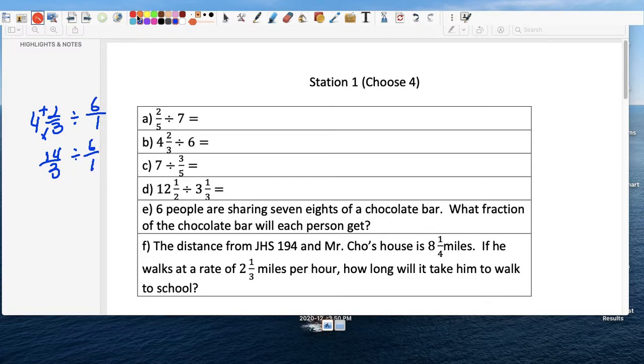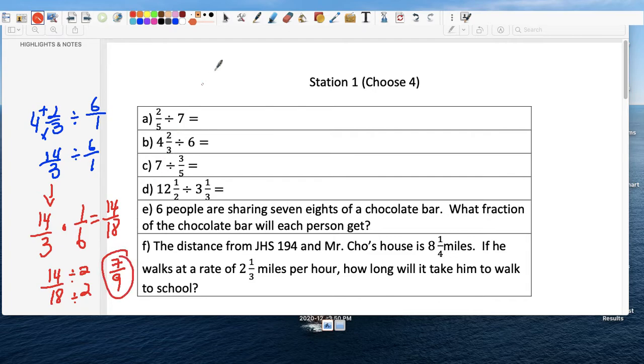So now I'm ready to make my changes. I'm going to do 14 over 3 times the reciprocal of 6 over 1, which is 1 over 6. I multiply. 14 times 1 is 14, and 3 times 6 is 18. Don't leave your answer like this, because you will lose a point. So 14 over 18, we have to simplify. What can I divide 14 and 18 by? By 2. And I get 7 over 9. Can I simplify more? No.